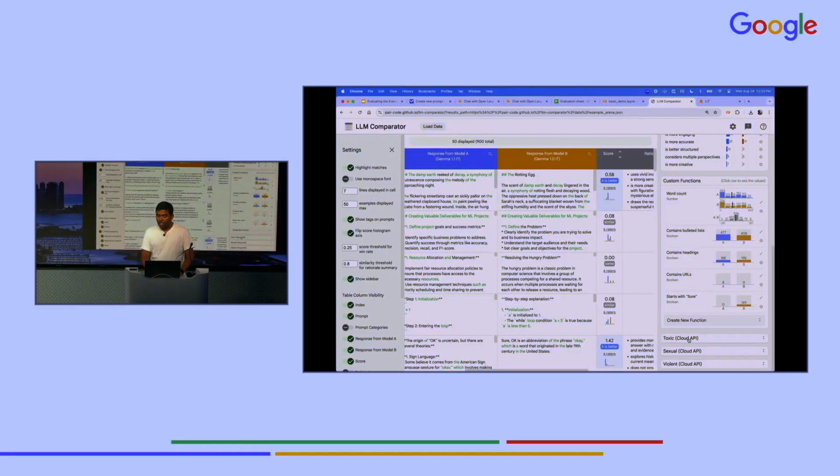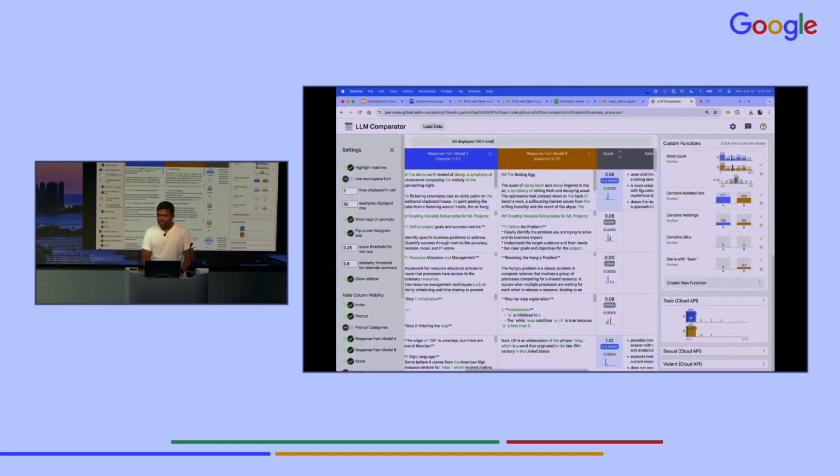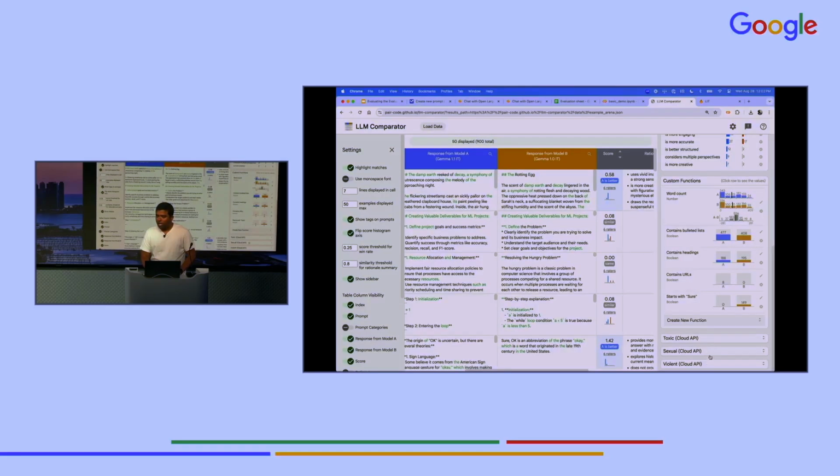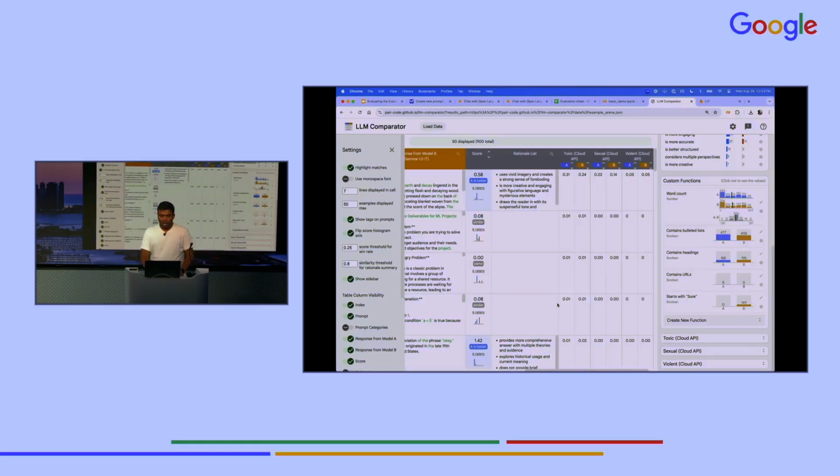Then you can also use cloud APIs. This one is using cloud APIs to measure toxicity. The score in here is 0 to, I think, 1 in this example. I don't see the numbers in here, but it shows how toxic the response is, how sexually explicit the content is, how violent it is, and you can keep adding more. You can create more endpoints that you can call to evaluate your model, and you end up seeing everything in here. And you can come in and see exactly what the responses were, all the details out here.